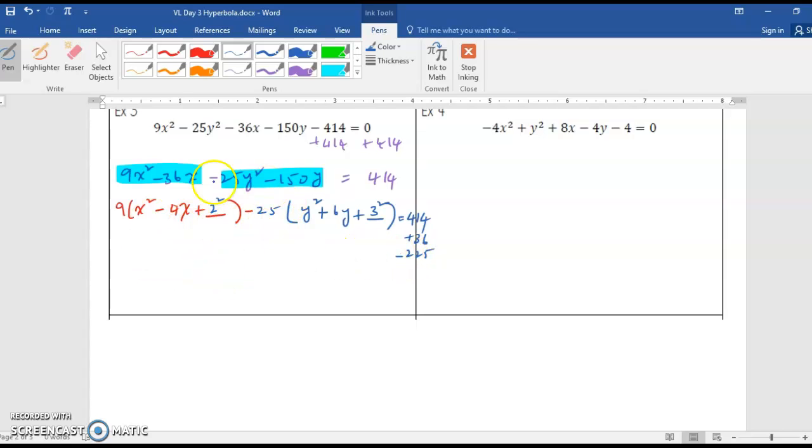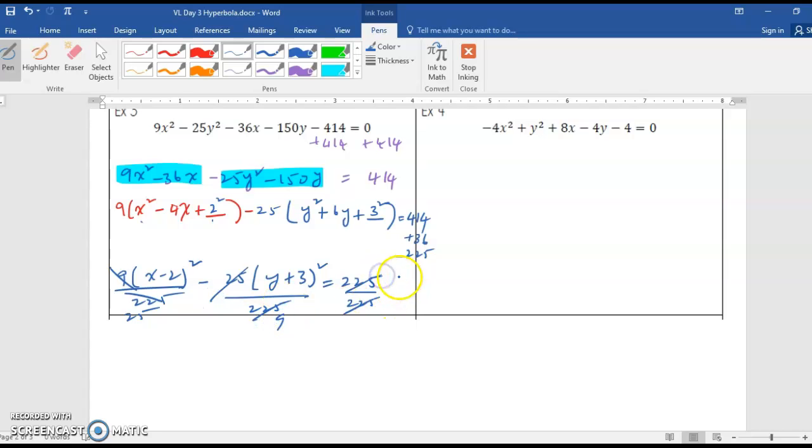Okay. So now this would be 9 times x minus 2 squared minus 25 times y plus 3 squared equals, and you do the math here, you will end up getting 225. Now you would divide the whole equation by 225 because we want 1 on the right side. So 9 goes into 225 25 times, 25 goes into 225 9 times, and this is going to be 1.